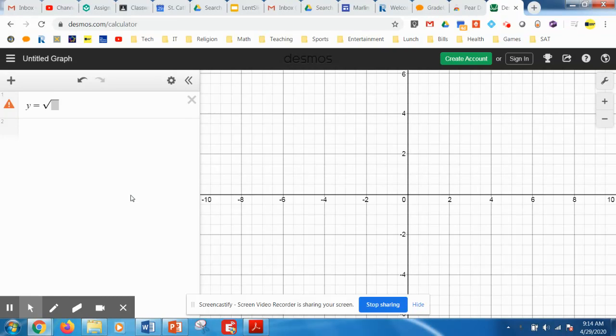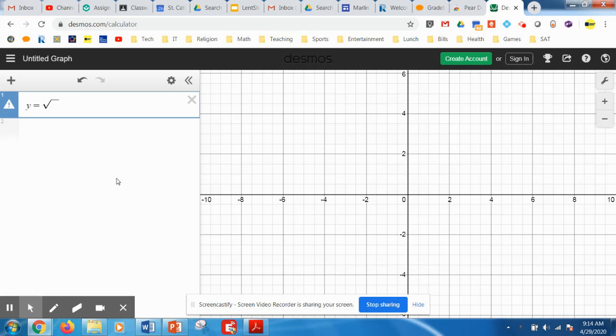Okay, algebra, we're going to talk about graphing square root functions. Instead of using my board like I normally would in my basement, I want to use Desmos to just give you a visual of what different square root functions look like. So I'm going to show you the basic one first.